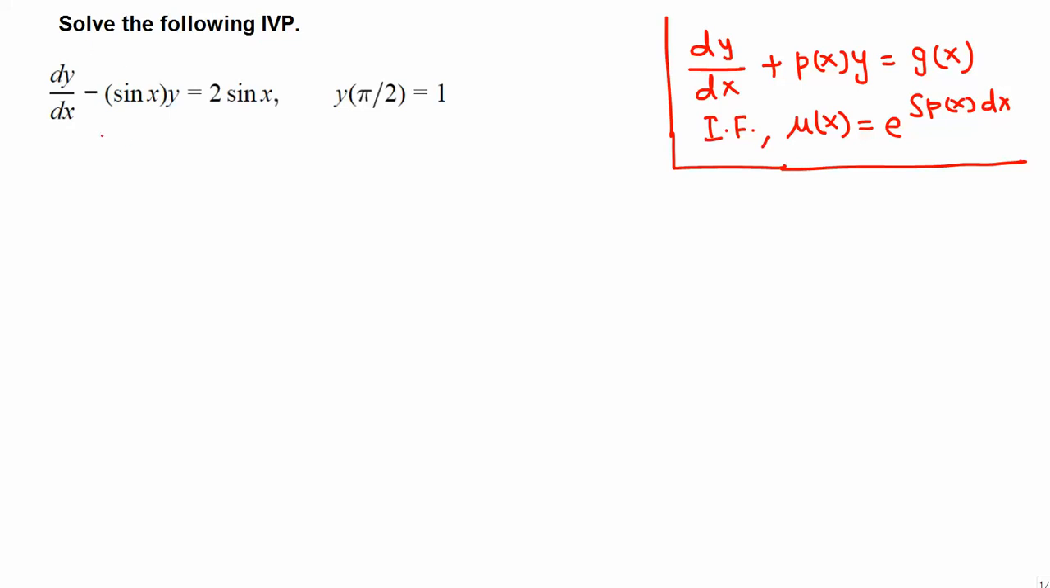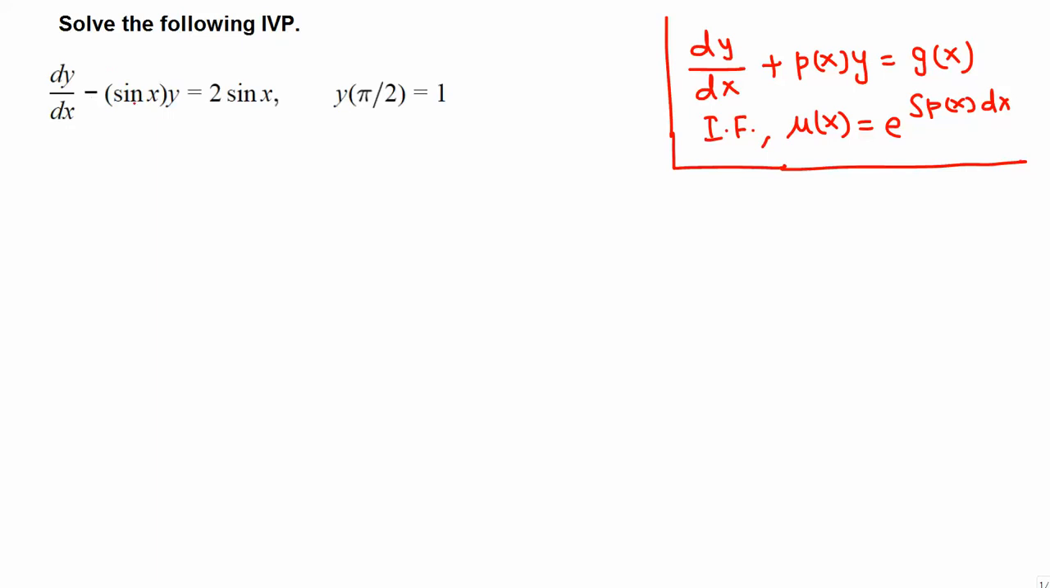Solve the following initial value problem. So we have a linear ODE, linear differential equation, and an initial condition. So we need to put this into standard form, which it is already in, and we compare with this, find the integrating factor in this way, and we multiply both sides by the integrating factor.